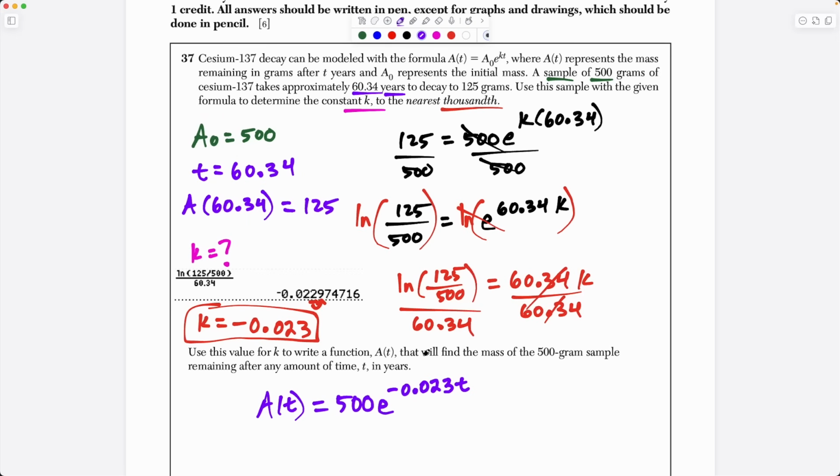And once again, they're saying to write it so that we could write it as a function of time, so that we could find the sample remaining after any amount of time t. So the formula at the end should be in terms of t. And we could use this formula to say how much cesium-137 there is at any time.